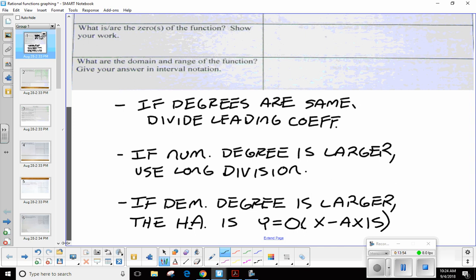So I'll give you another few seconds to write that down. So looking at this function, what's happening? Are they the same? Numerator larger, denominator larger? Okay, heard somebody say it. They are the same. They both have a degree of 2. Okay. All right, few more seconds.